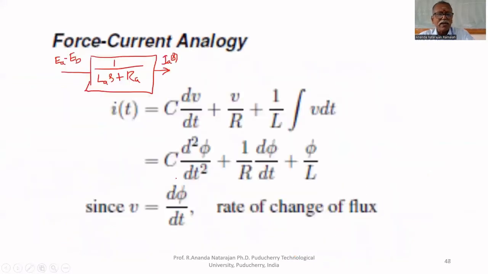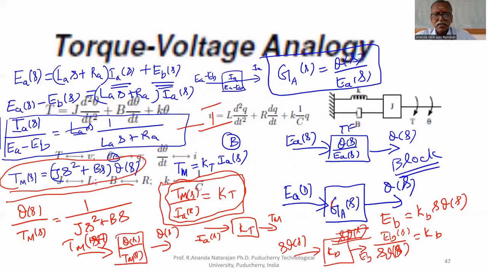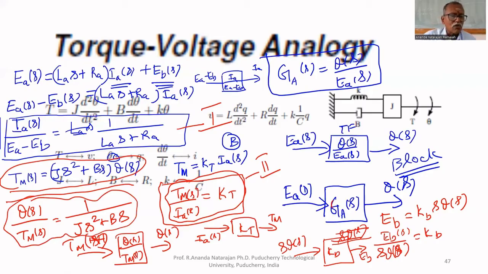TM is the output. If you combine that, you multiply by KT. KT: input is IA, output is TM. Am I correct or not? This is the second block we are going to combine. Now, TM is the input. If you give TM as the input, you will get theta as output.